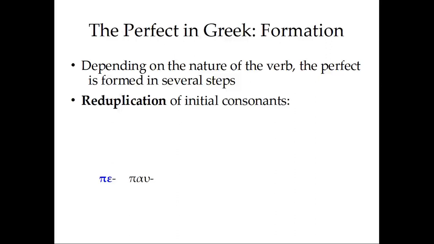Now with a verb like pelga, it's a little different because while we'll get our stem, we do have our initial consonant there, phi. That consonant is an aspirated consonant. It's basically a pi with a rough breathing. And to reduplicate that, we're not going to add a second phi. We're going to restore that aspirated consonant to its original unaspirated form, the pi. So pepog rather than pepog, if you can hear the difference.